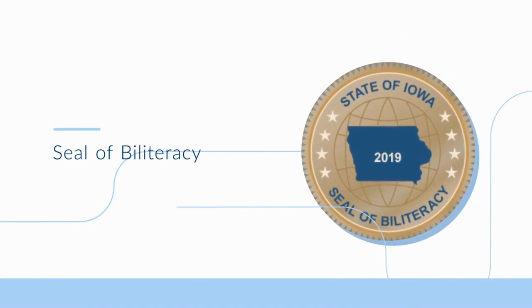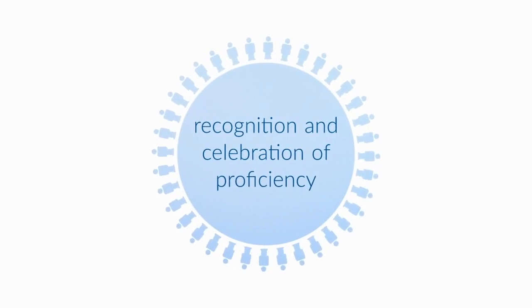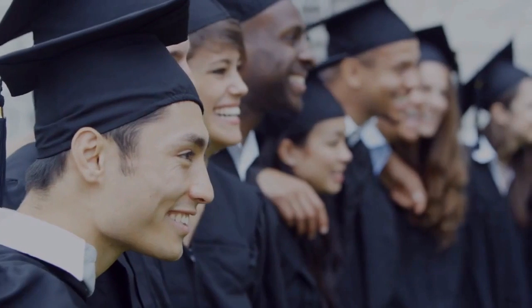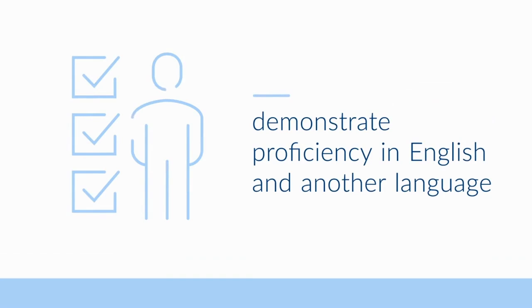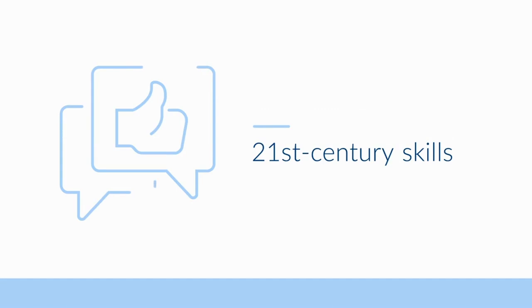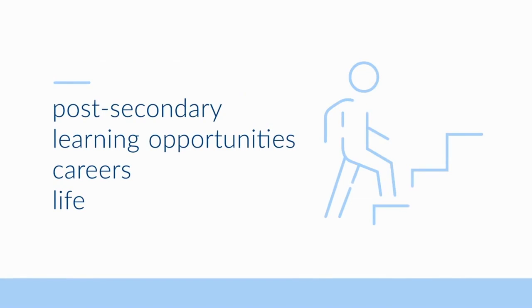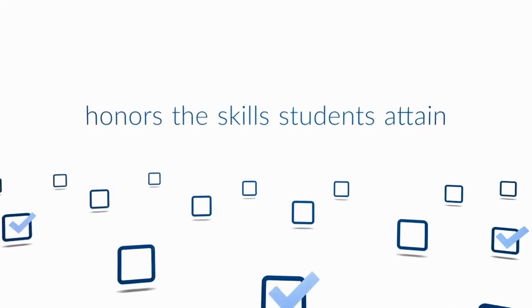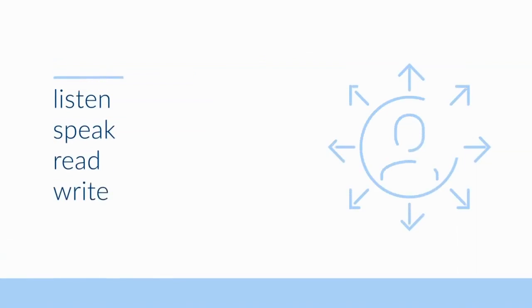So what is the Seal of Biliteracy? It is a recognition and celebration of students who have studied and attained proficiency in two or more languages by high school graduation. Interested students must demonstrate proficiency in English and another language through performance and proficiency assessments. These students prove they have 21st century skills that will benefit them in post-secondary learning opportunities, careers, and life. The seal honors the skills students attain and is evidence to future employers and college admissions offices that a student is able to listen, speak, read, and write in and across two languages.